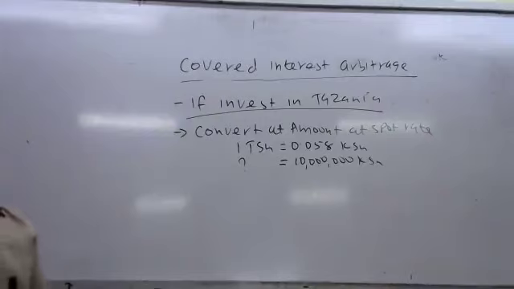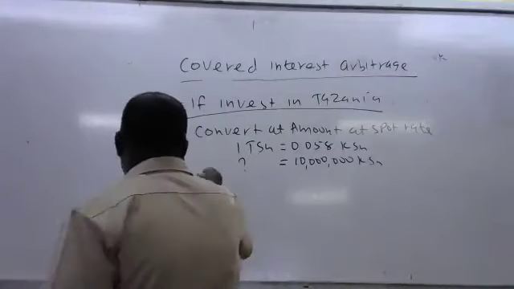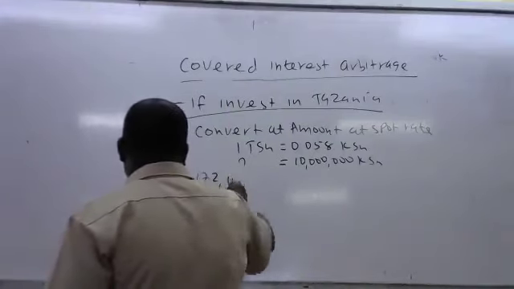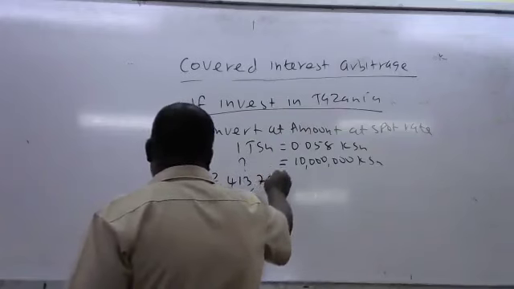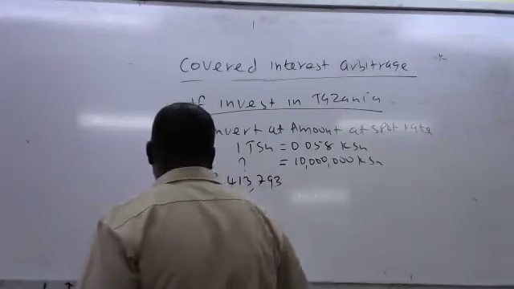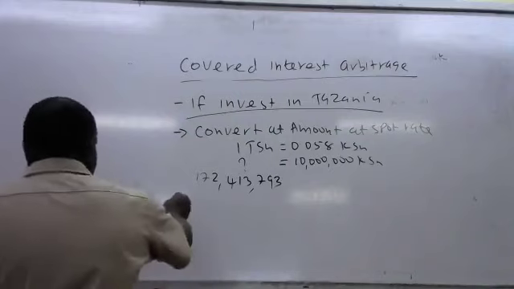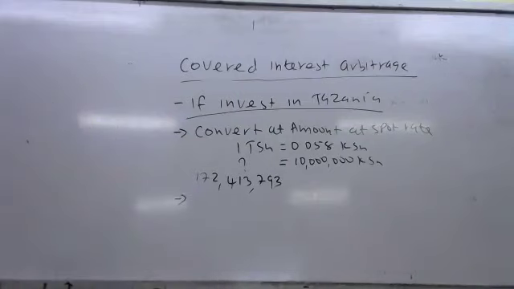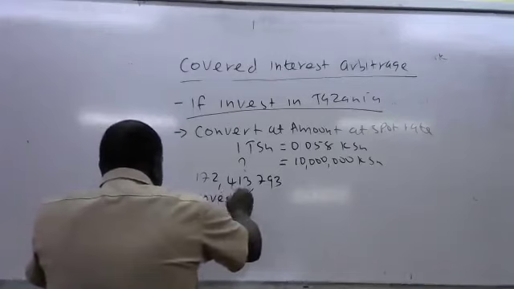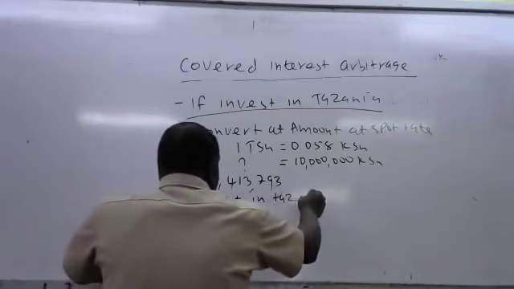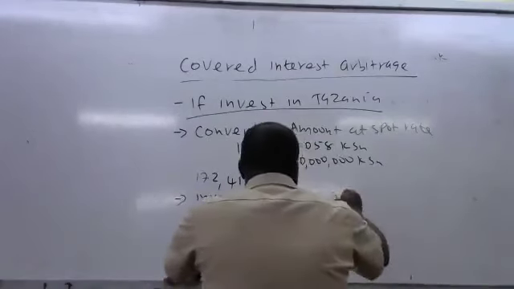So when you do that, you get 172,400, rounded off to 792. So that is now the amount. Then you go to the next step. The next step is to deposit the amount in the Tanzanian bank, or simply invest in Tanzania. It is for 3 months.